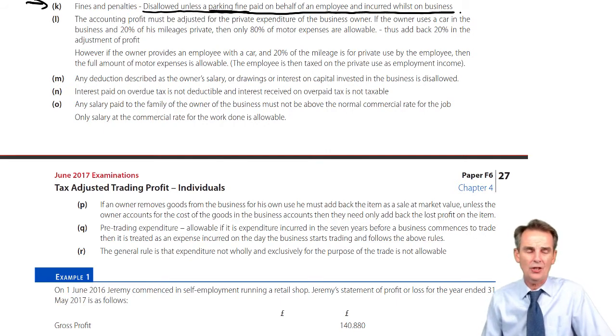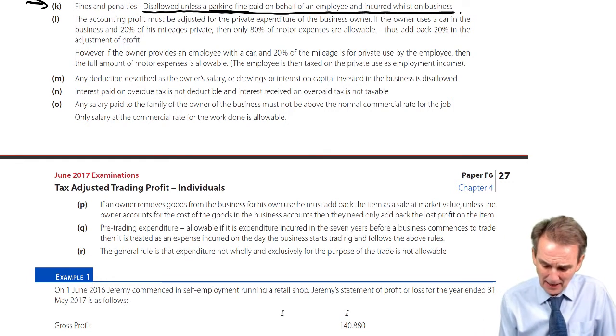But basically any others, typical ones you see would be the business has had a fine under the health and safety rules and regulations. Clearly you've broken the law, the business has broken the law, and therefore it's not allowable. Next one.